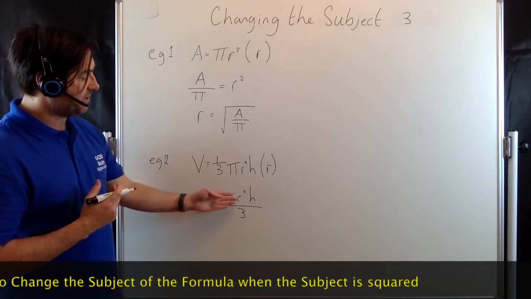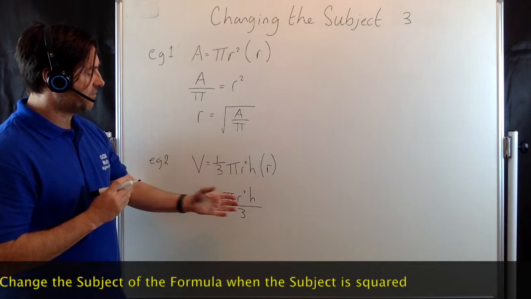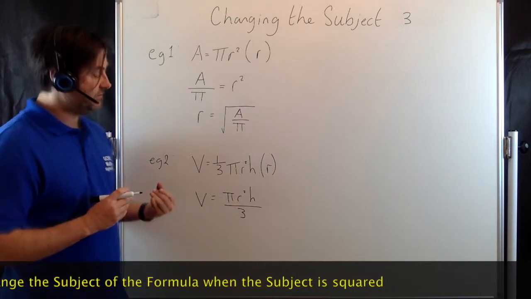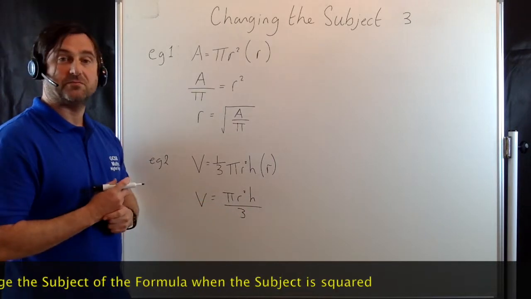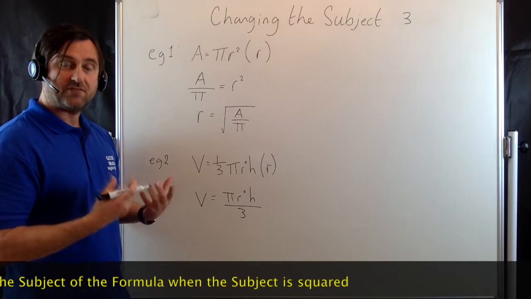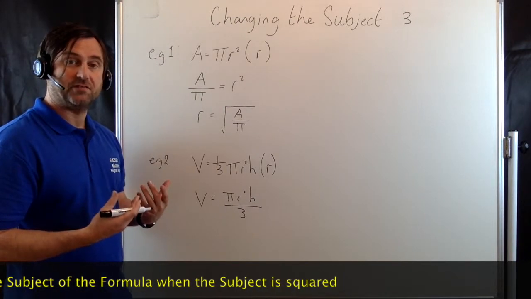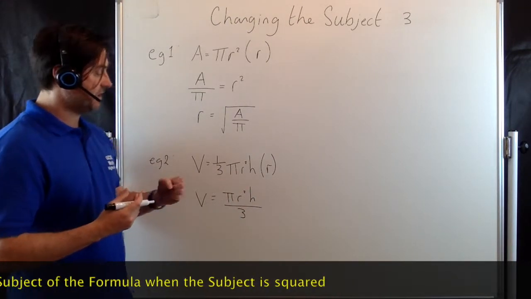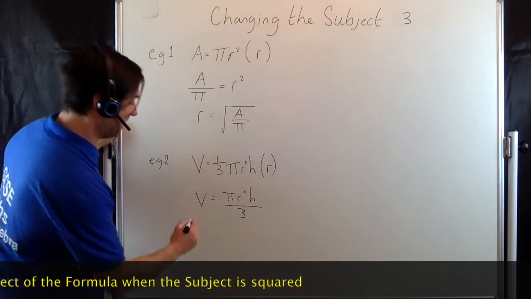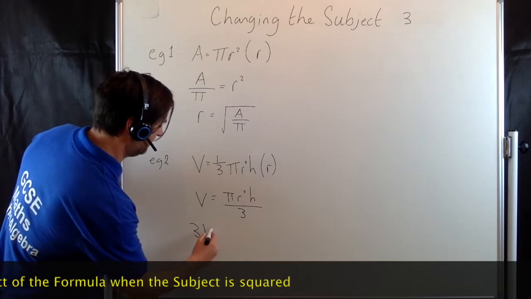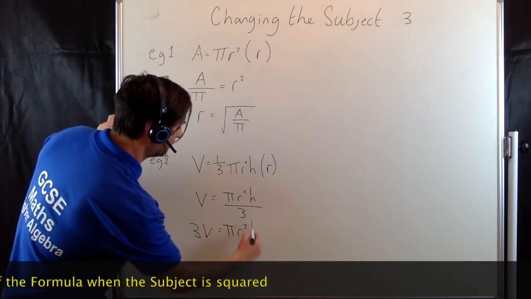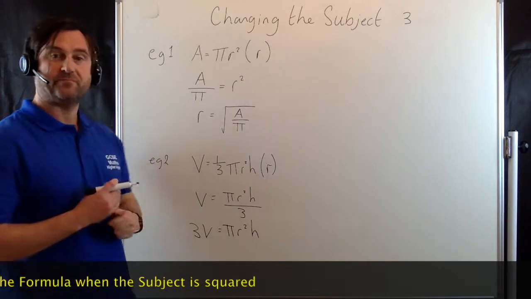Because what we need to do, we need to leave r on its own. We've got to get the rest of these letters and numbers on the other side of the equation. So we'll start off with the fraction part. If I'm dividing by 3 on the right hand side, to get rid of that I need to times by 3. But if I times by 3 on this side, I must times by 3 on this side. So this basically becomes 3 times v is going to be equal to pi r squared h.